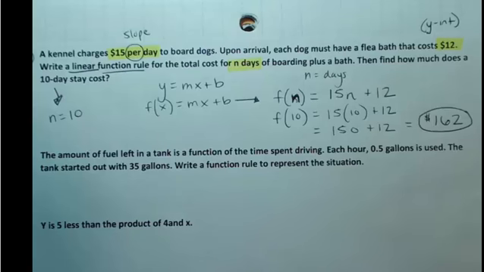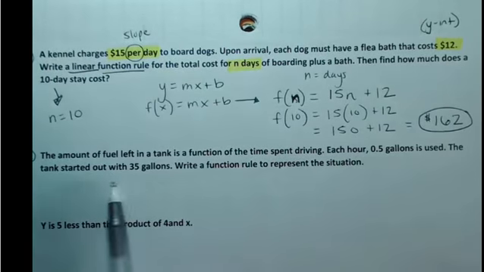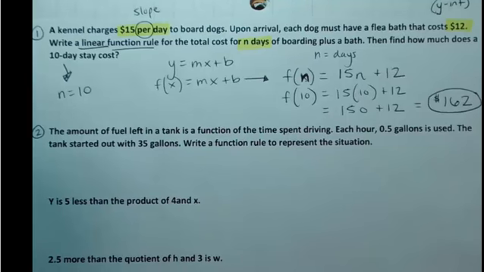Okay, what I want you to do now is I'm going to give you about 2-3 minutes to work on the second one. Again, it wants you to write the function rule to represent the situation, so you don't have to solve anything, you're just writing the function rule. So take a second to do this by yourself, check with your neighbor, and then when everyone's ready, we'll begin.